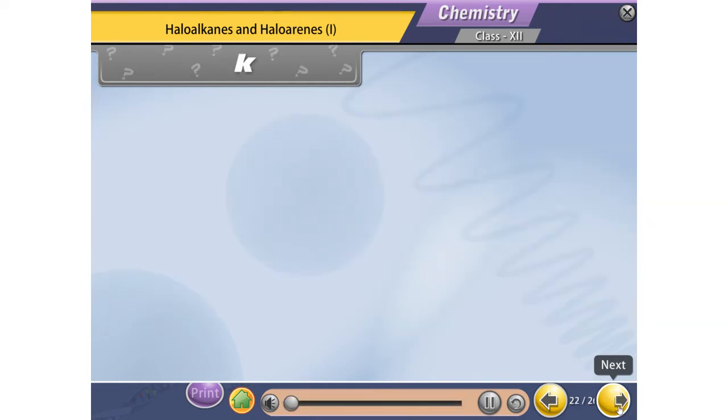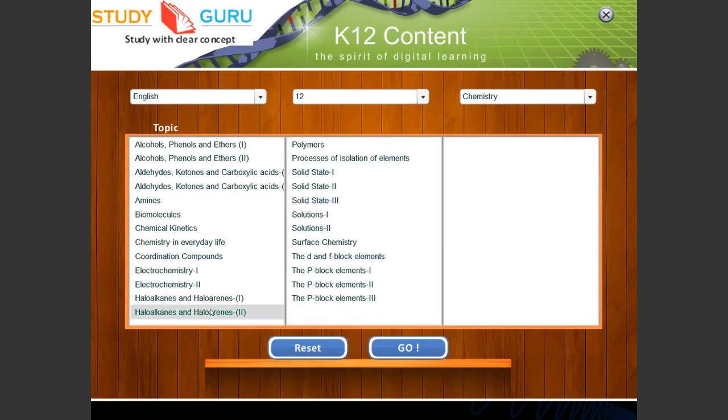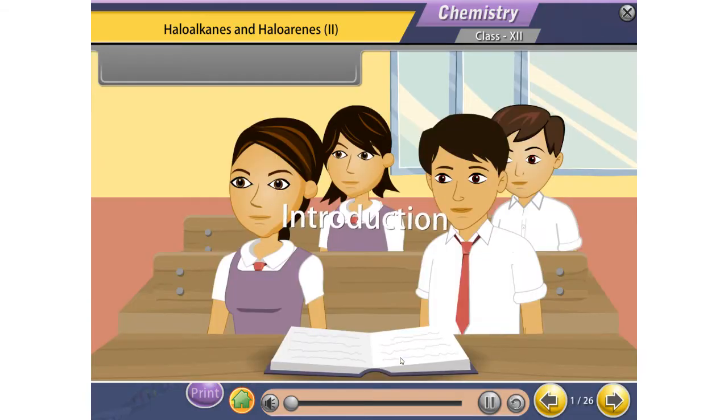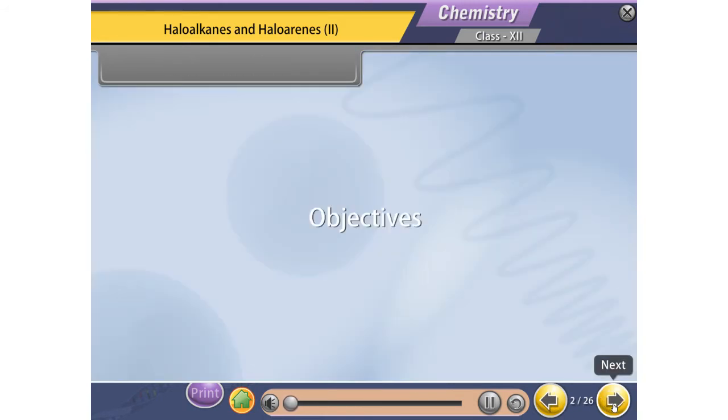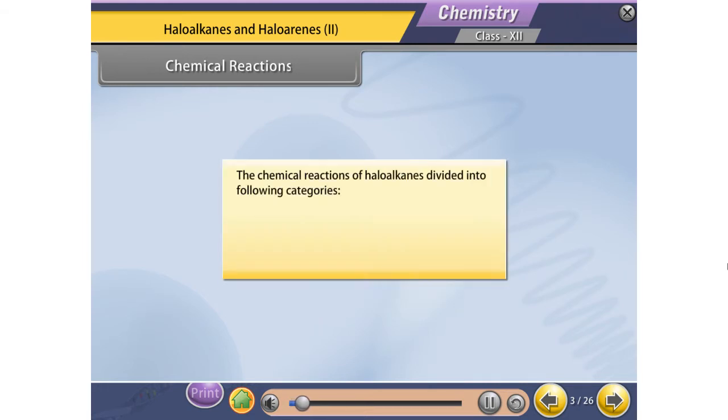Assessment. Did you know? Introduction. Objective. Chemical reactions. The chemical reactions of haloalkanes are divided into the following categories: nucleophilic substitution, elimination reactions, and reaction with metals.